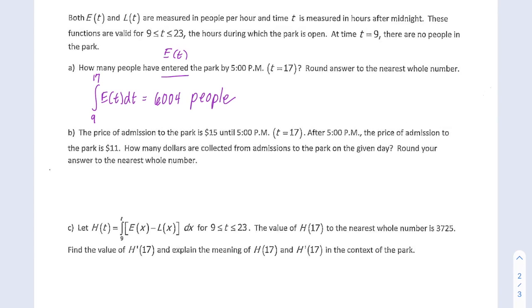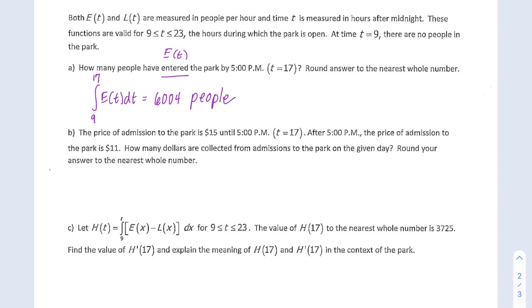The price of admission to the park is $15 until 5 p.m. After 5 p.m., the price of admission to the park is $11. How many dollars are collected from admissions to the park on the given day? So we're looking at the number of people times the cost per person.